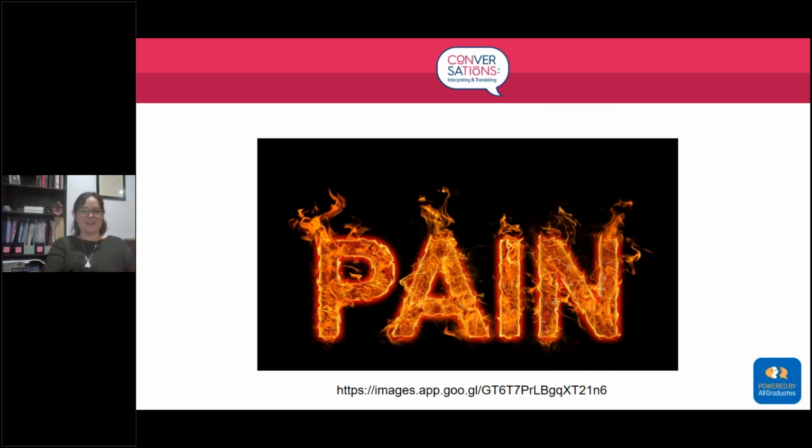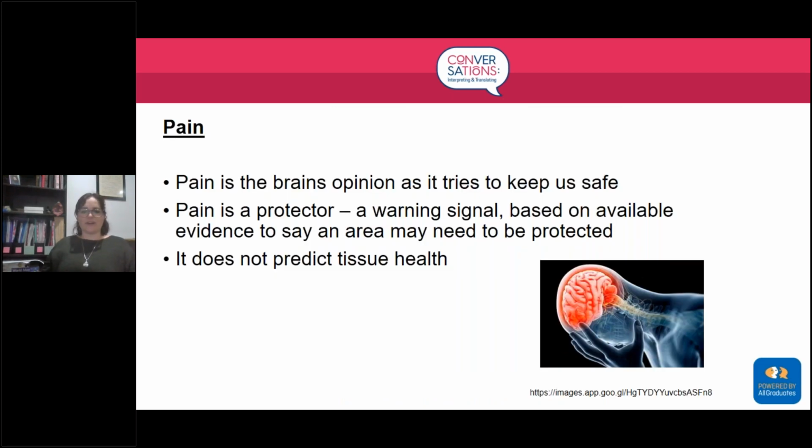Good. All right. So here's another picture of headache pain, red and nasty, really giving us that message that pain is bad. And you'll see pictures like this used a lot in advertising as well. So it's worth thinking about. Pain is the brain's opinion as it tries to keep us safe. It's a protector, it's a warning signal, and it's based on the evidence available at that time to say that an area might need to be protected. And as we've said, it does not predict tissue health.